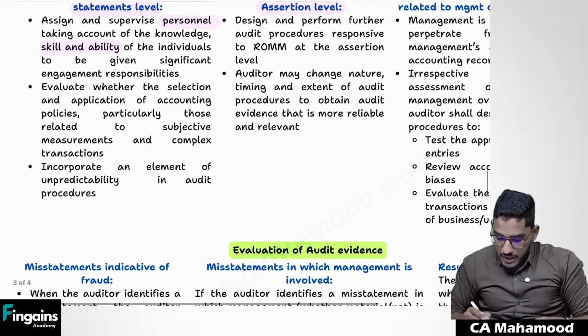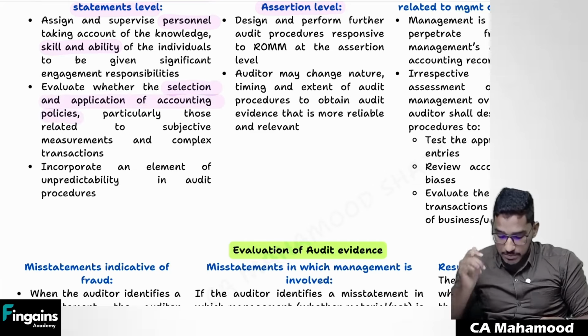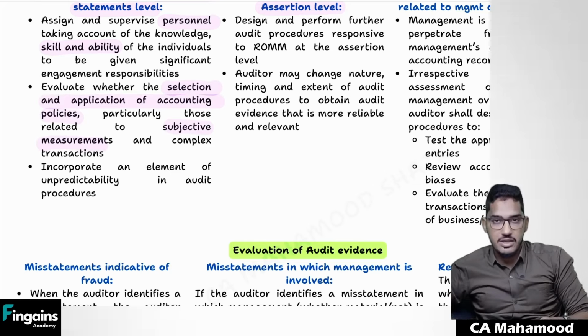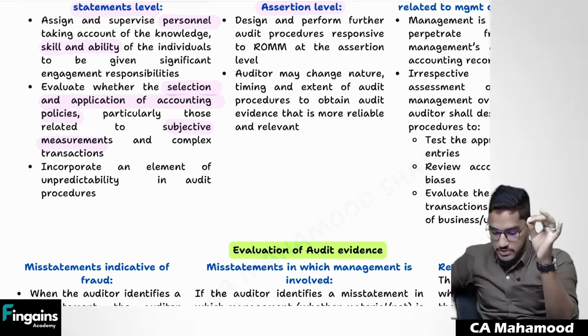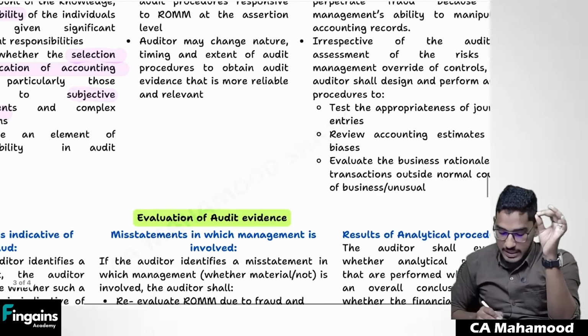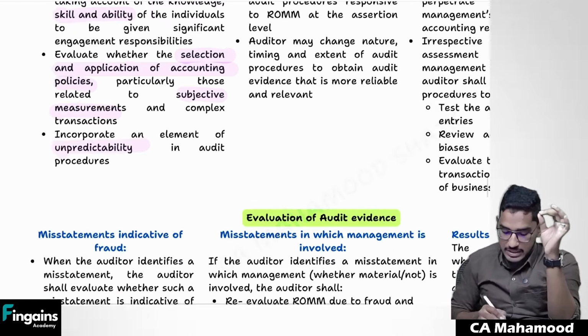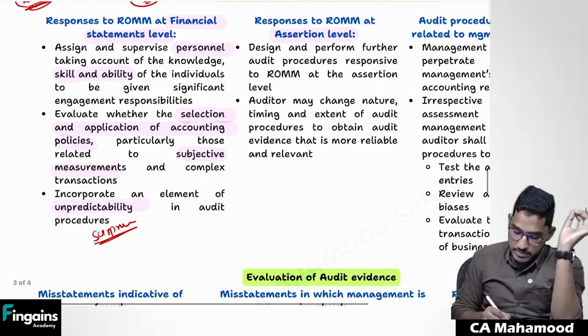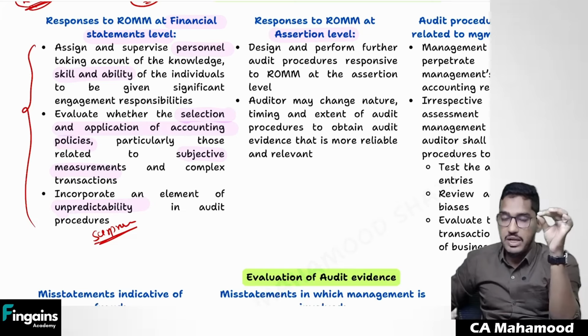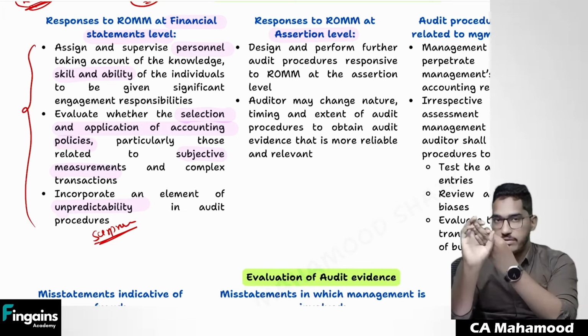And also you have to particularly check the selection and application of accounting policies, particularly regarding subjective measurements and complex transactions. So you have to pay more attention to provisions, assumptions, estimates. In that area, you have to pay more attention. And finally, incorporate an element of unpredictability to the extent possible. Try to do surprise checks. What should you do? Surprise checks you have to do. So if you find a risk of material misstatement, that too at the financial statement level, these are 3 steps you have to follow.